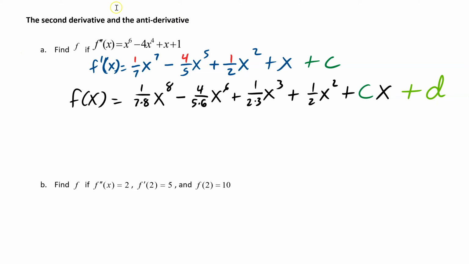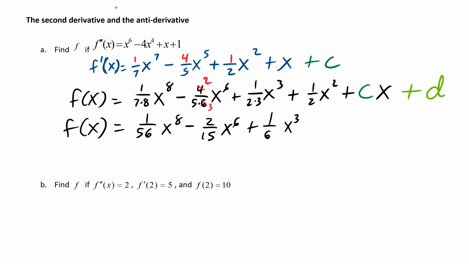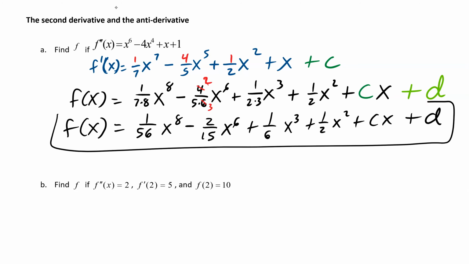We still need to simplify it, but so f of x is equal to 1 over 56 x to the 8 minus, and then the 2 and the 4 and the 6 will reduce. It's a 2. So we end up with 2 over 15 x to the 6 plus 1/6 x cubed plus 1/2 x squared plus cx plus d. So you end up with 2 constants because you have to take the antiderivative twice. So you're going to get 2 constants from it.